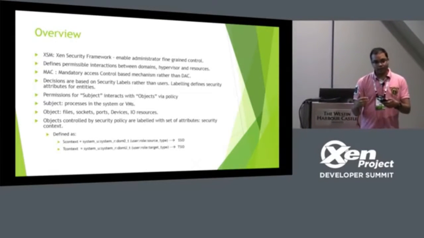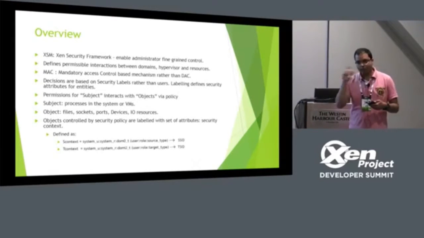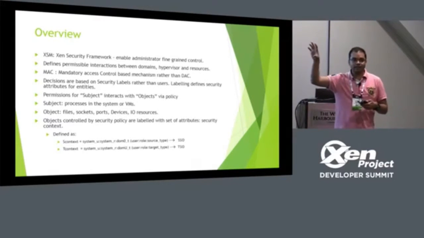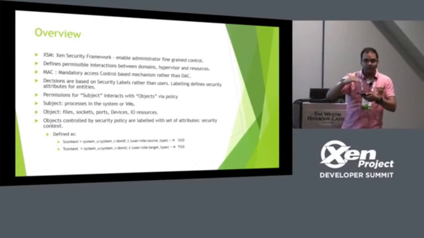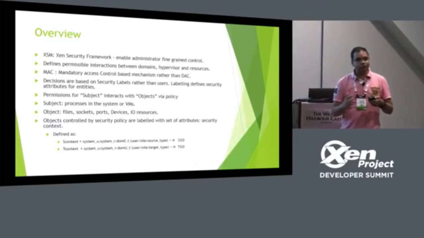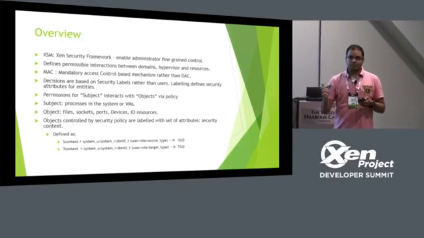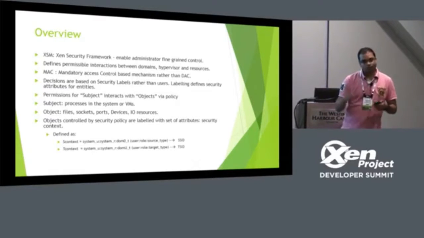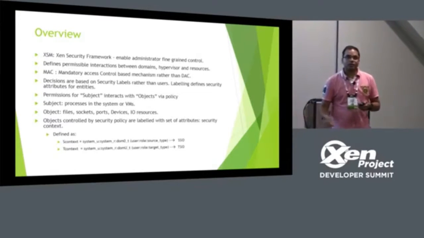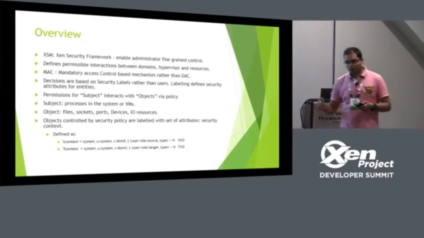Now, how do we derive the permission? You can think that the source security context is one set, the target security context is another set, and you do an intersection. If the result is not null, then yes, the permission can be granted. And if the result is void, then no, the permission can't be granted to a subject to perform an operation on an object.